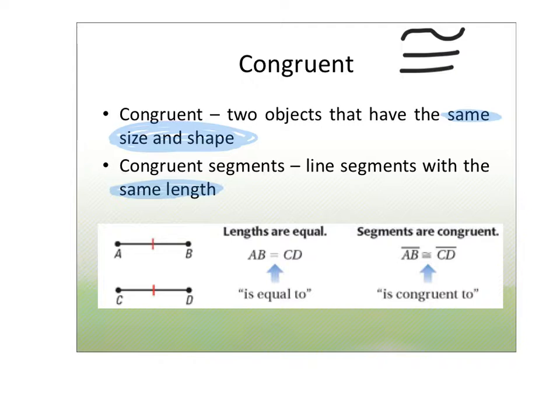So we could say segment AB, and again, they're drawing a picture of a segment on top, is congruent to segment CD. Because they're the same size and the same shape. Yes? Can you do an example of the shape?